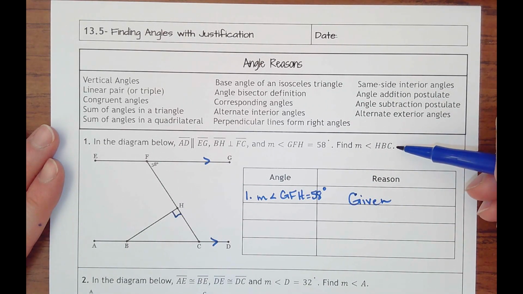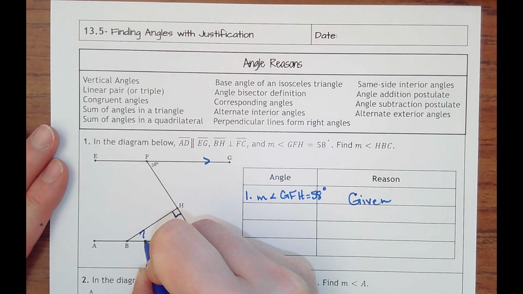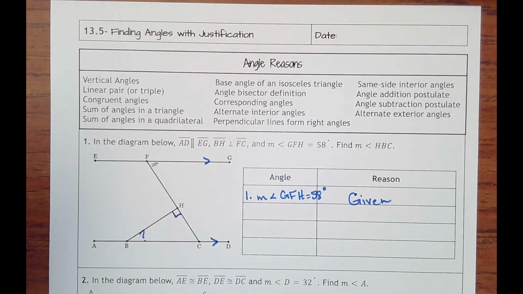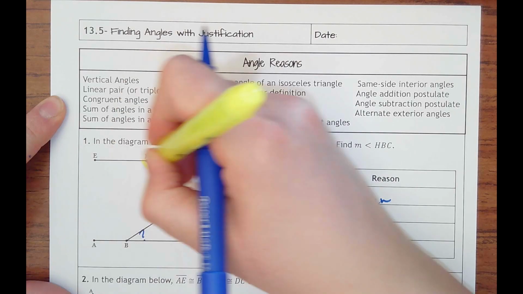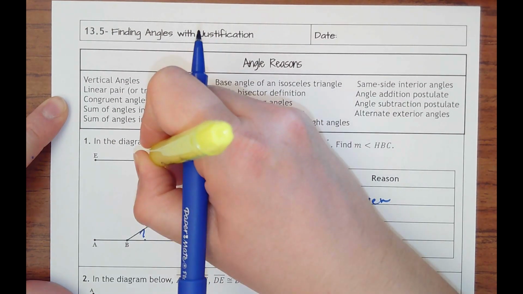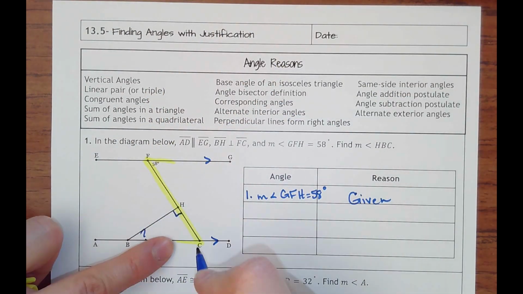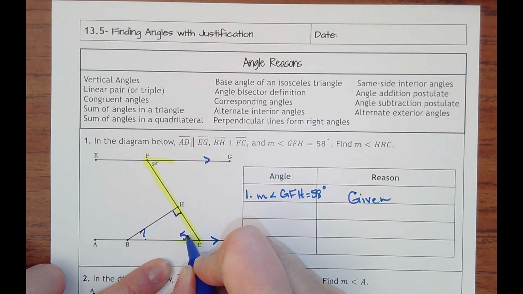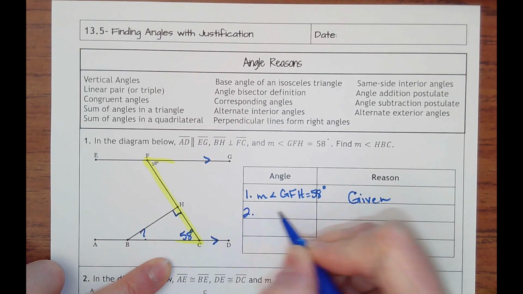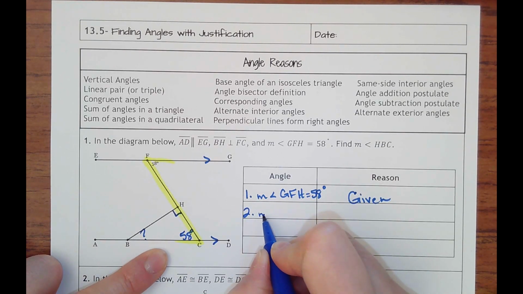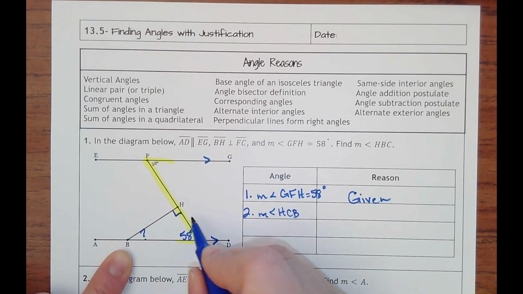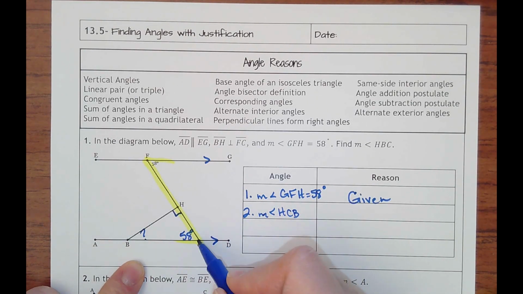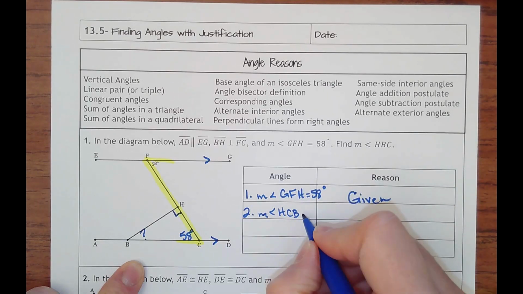And I always look ahead at what am I trying to find? I'm trying to find the measure of angle HBC. So the first thing I notice is that FC is a transversal to my parallels. So if I were to have this angle 58, I also know here at HCB would be 58 degrees. So I'm going to put that as step number 2. Measure of angle HCB, and it doesn't matter how you name it. You could do BCH as well. You just couldn't call it C because there's also an obtuse angle here at C on the other side.